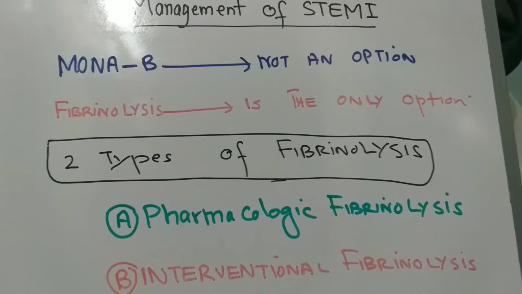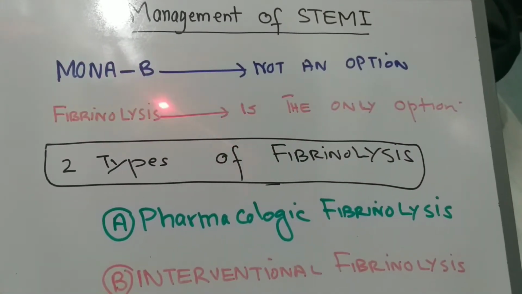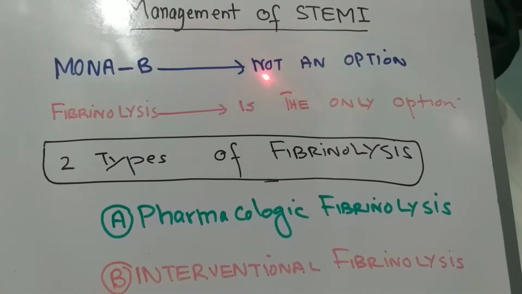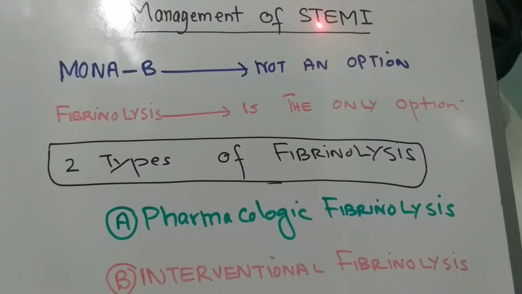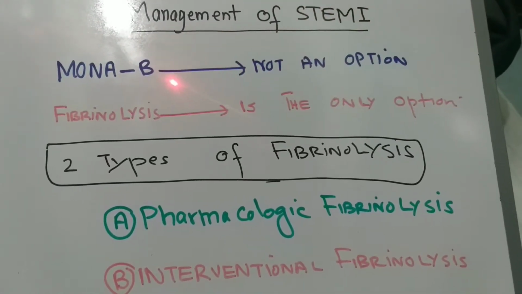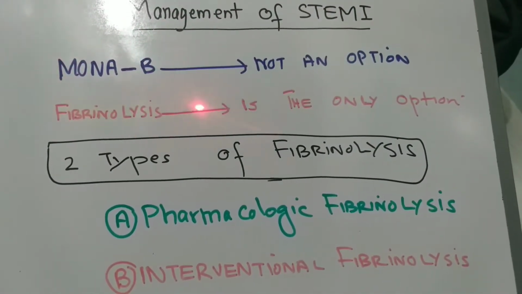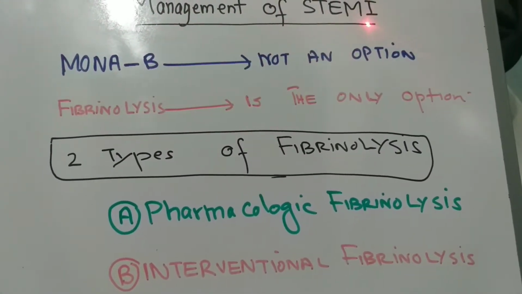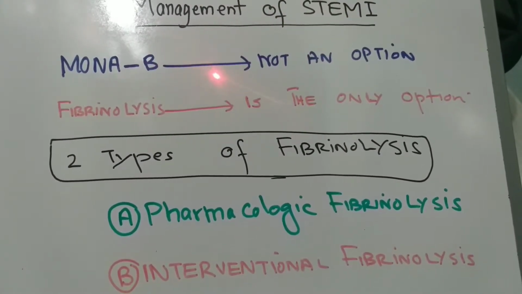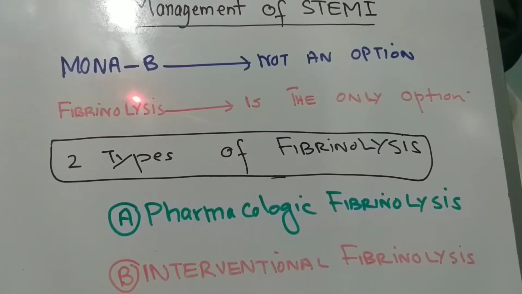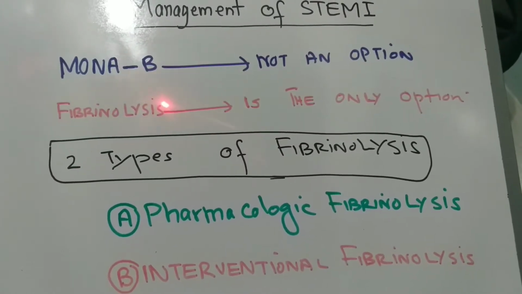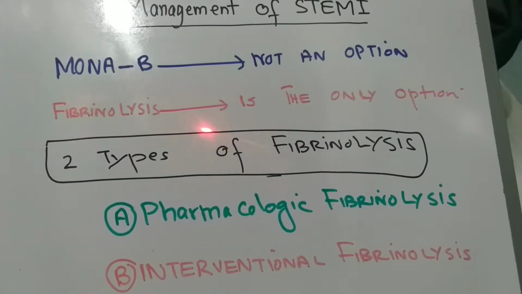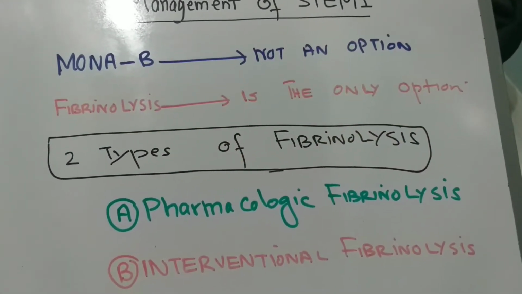So MONA B is not an option here. MONA B, which we used in cases of unstable angina and non-ST elevation MI, cannot be used in these patients of ST elevation MI. Why can we not use this? Because MONA B was used in those cases where the coronary artery was partially occluding the blood flow. But here in ST elevation MI, the blockage is complete and blood flow across the coronary artery is completely occluded. So the only viable option is fibrinolysis, breakage of the fibrin clot. No other option. MONA B is not an option.